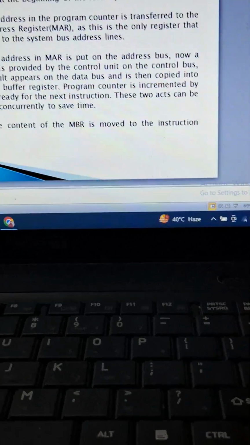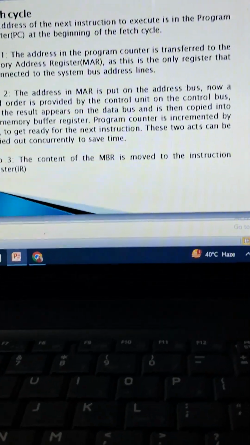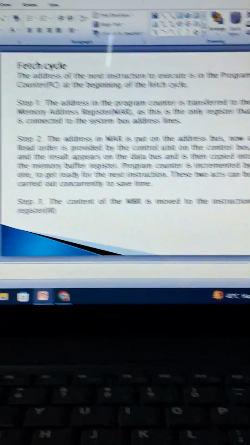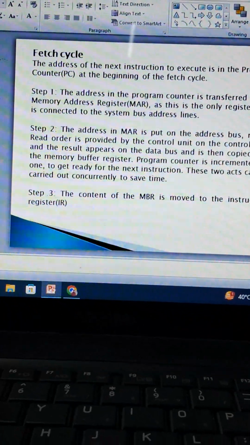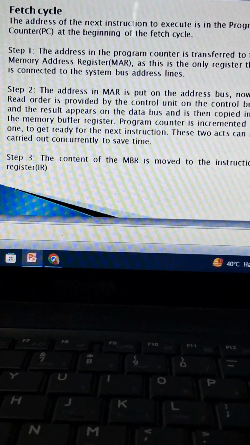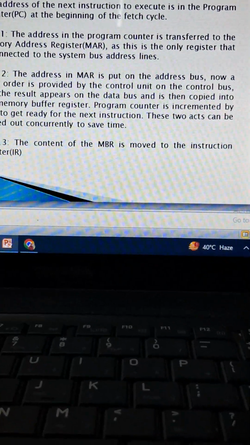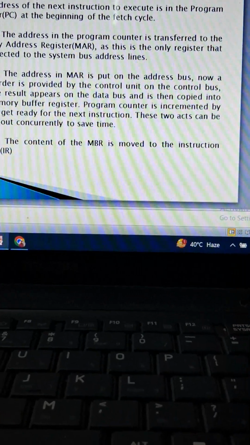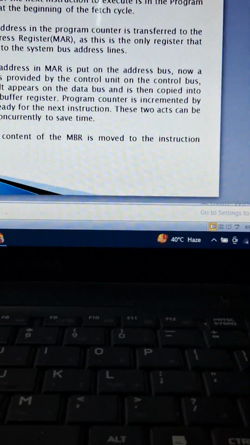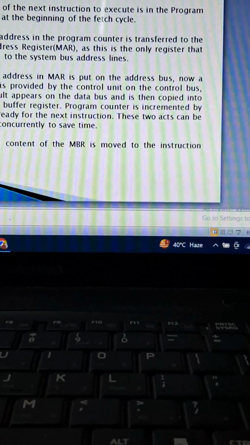Now the fetch cycle. The address of the next instruction to execute is in the program counter at the beginning of the fetch cycle. As the fetch cycle starts, the next instruction which is in the pipeline is first entered into the program counter. Its number is given. The address in the program counter is transferred to the memory address register, the only register that is connected to the address lines of the bus system. It transfers the address to the memory address register, where the address of the location is stored. The address in MAR is put on the address bus.